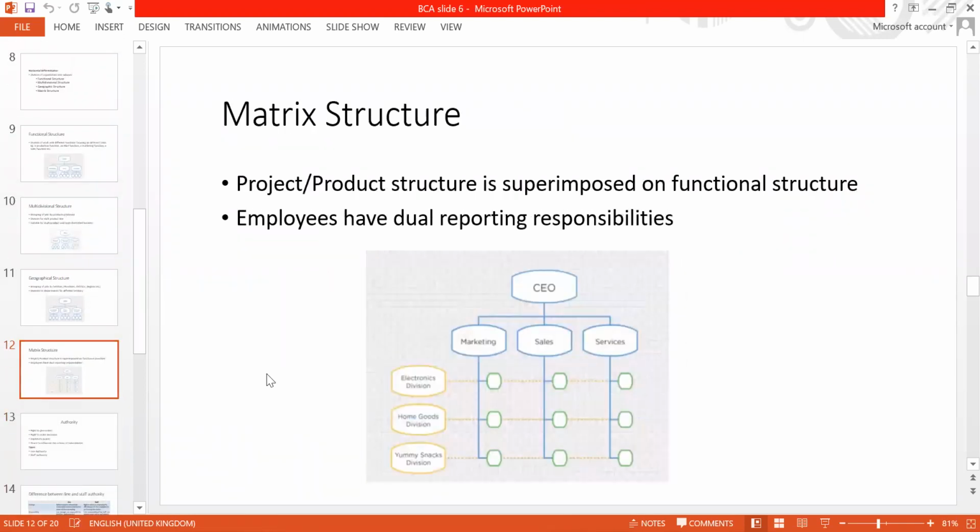Now, there is this one called the matrix structure, which is a little different from all those structures that we just went through. These structures are generally suitable for projects. Yes, it has got two.